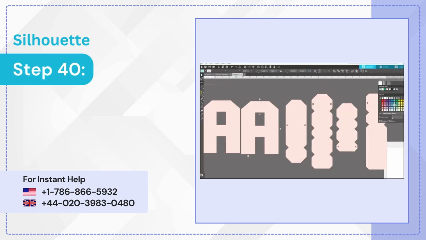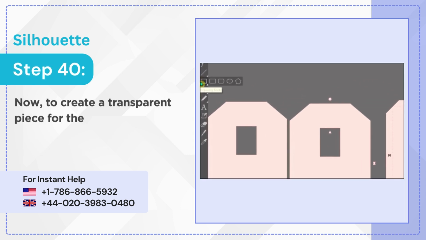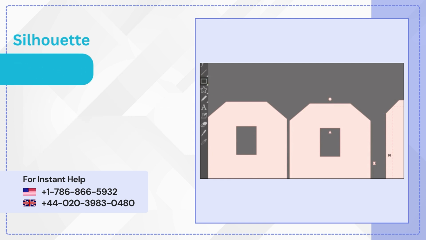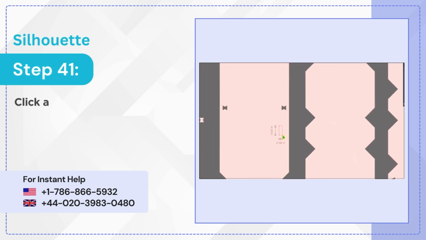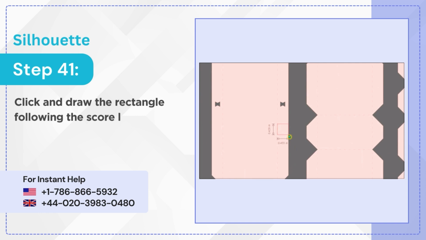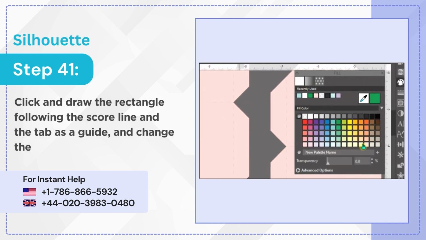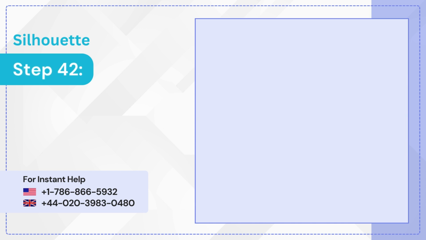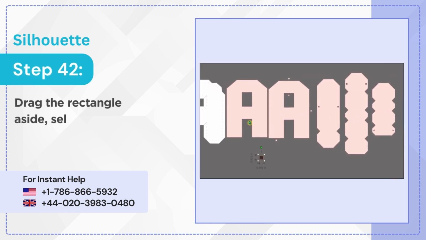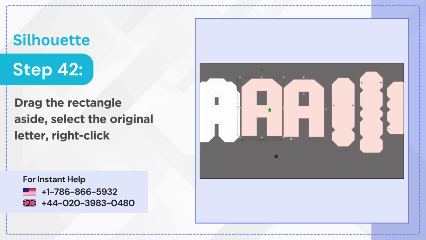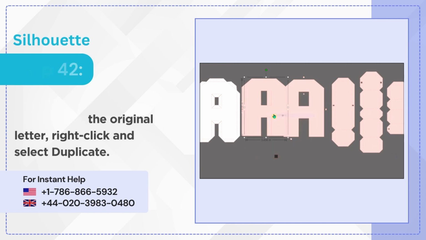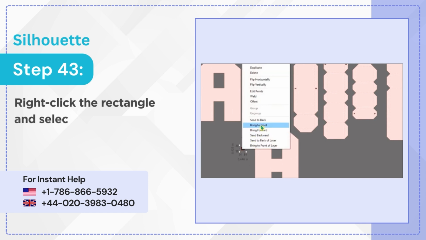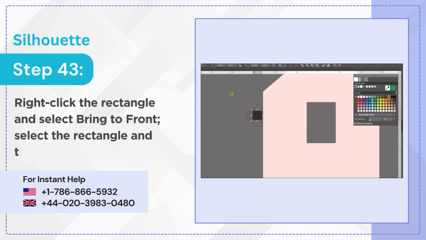Step 40. Now to create a transparent piece for the front, go to the left toolbar and select a rectangle. Step 41. Click and draw the rectangle following the score line and the tab as a guide and change the color from the Fill panel. Step 42. Drag the rectangle aside, select the original letter, right-click and select Duplicate. Step 43. Right-click the rectangle and select Bring to Front, select the rectangle and the duplicated letter.